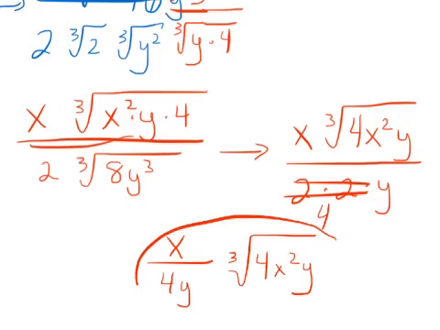Okay? And I have a tendency to write my fractional parts on the outside as like a coefficient, x over 4y. You don't have to do that. You could have left it the way it looked. X cube root of 4x squared y over 4y.